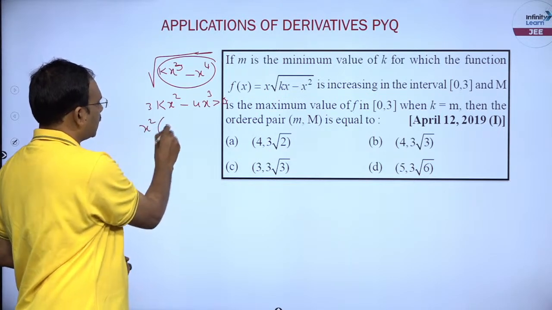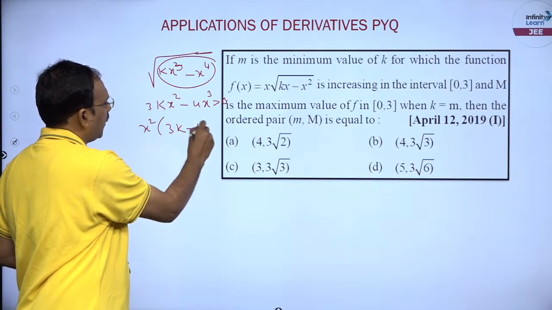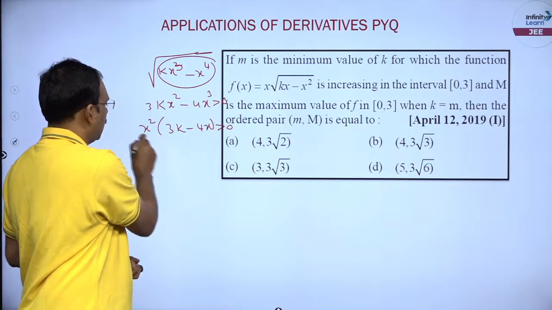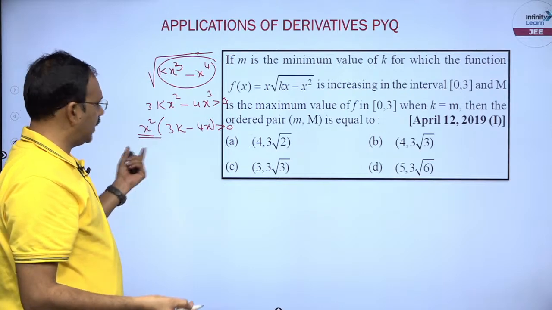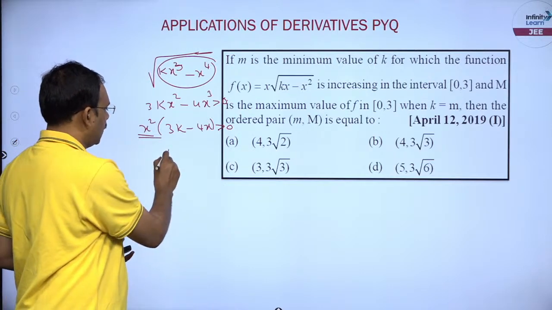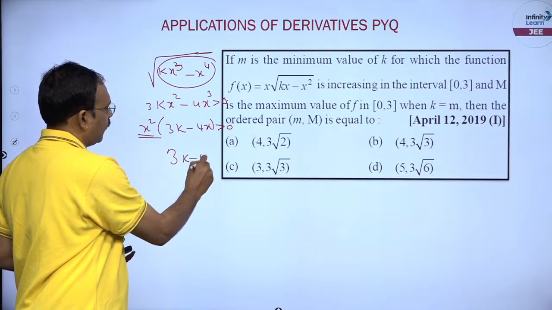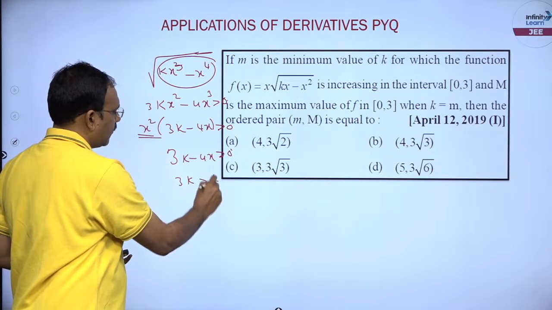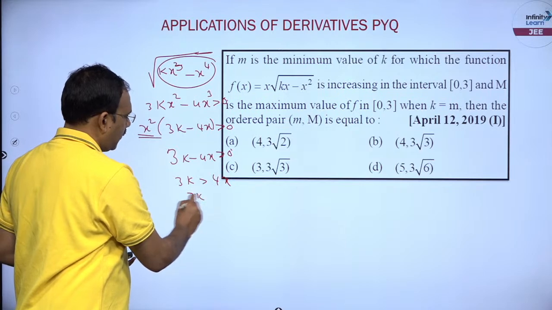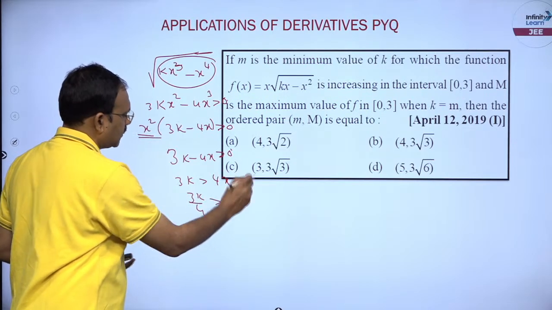You can take x square common, 3k minus 4x must be positive. x square is anyhow non-negative. In this interval you leave about 0, it is positive. So, 3k minus 4x must be positive. So, 3k is greater than 4x, or 3k by 4 is greater than x.